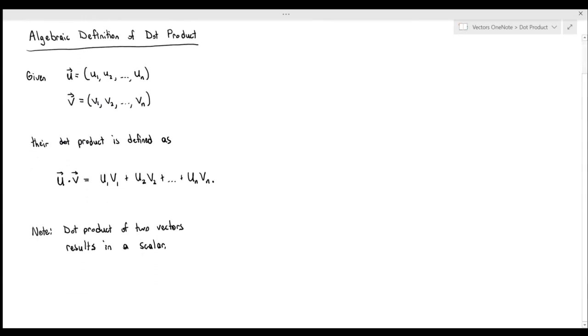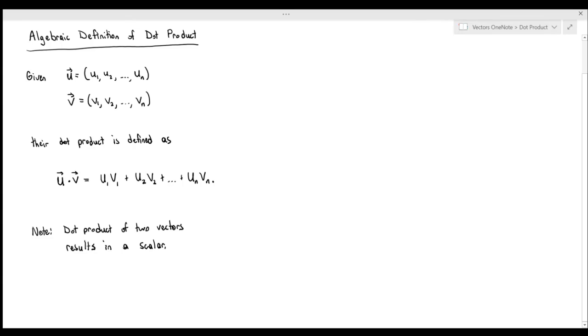I want to talk about the dot product between two vectors next. So let's say that we have two vectors and it doesn't matter how many components there are. So here I've just labeled it with n components altogether.